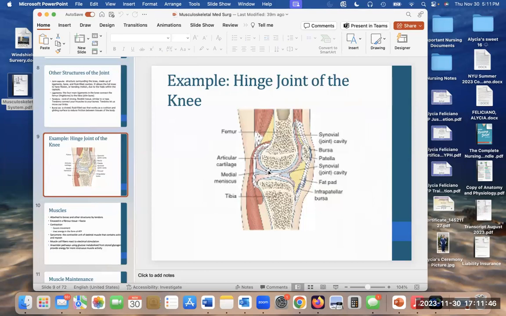Just as an example, in the knee, I'm sorry, this is a little blurry, but we have, like I said, a joint cavity or a synovial joint where we have that fluid, and all of that fluid is going to help with the friction. And then we have different cartilages and all of this stuff that interacts with helping us move.